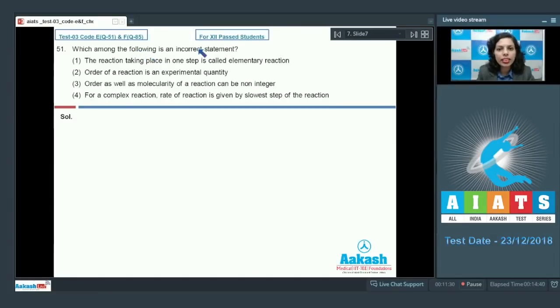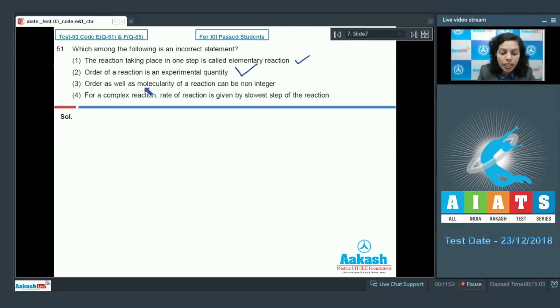Which among the following is an incorrect statement? The first statement is the reaction taking place in one step is called elementary reaction. Yes, this is the correct statement. So I'll just mark here correct. Further, order of a reaction is an experimental quantity. This is also true. Order of a particular reaction is an experimental quantity.